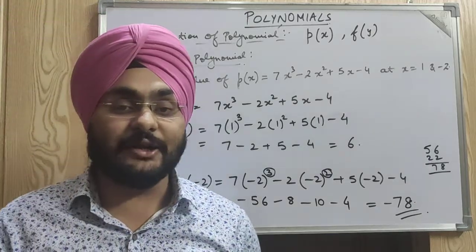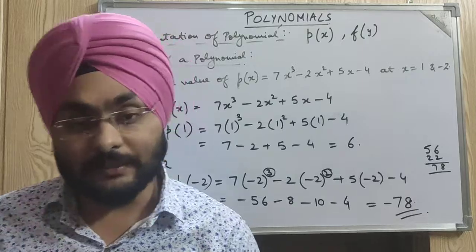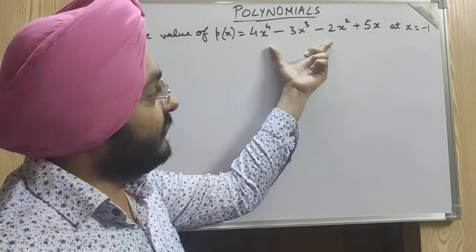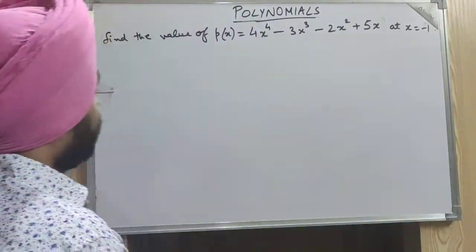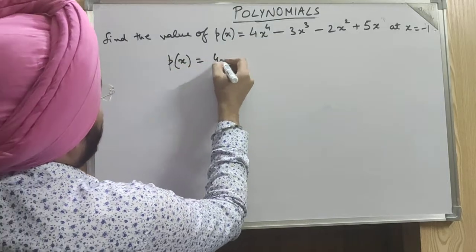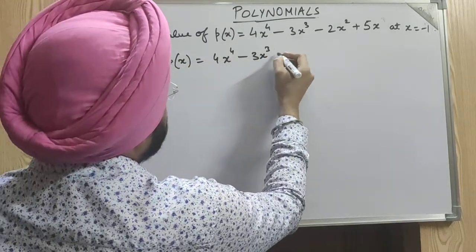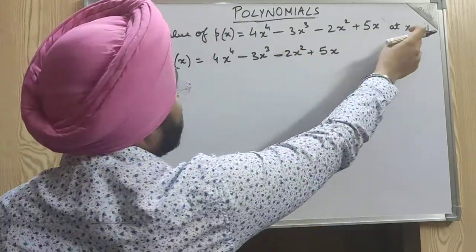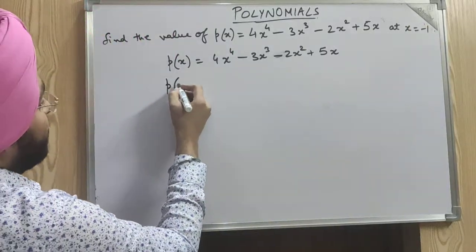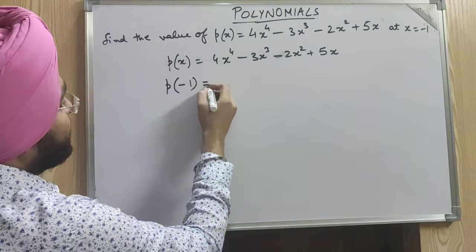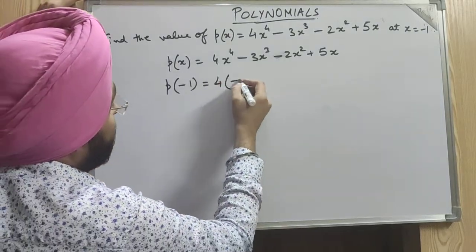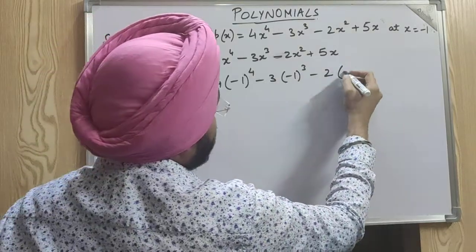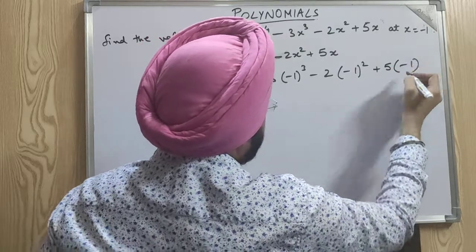I hope this is clear to you. Coming to the next type of question regarding this one only. Find the value of polynomial p(x), which is given, at x equals minus 1. First I will be writing the polynomial p(x) = 4x raised to power 4 minus 3x cube minus 2x square plus 5x. He is saying we have to find the value at x equals minus 1. So substituting minus 1 in place of x, I will be writing 4 into (minus 1) to the power 4, minus 3 into (minus 1) cube, minus 2 into (minus 1) square, plus 5 into minus 1.